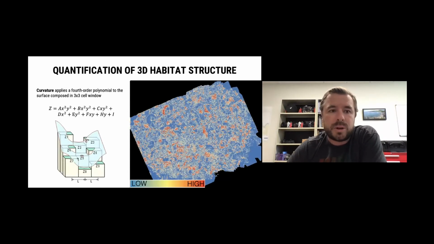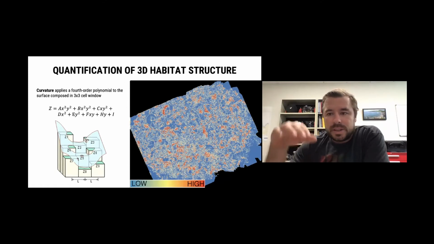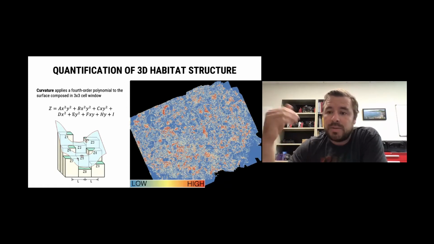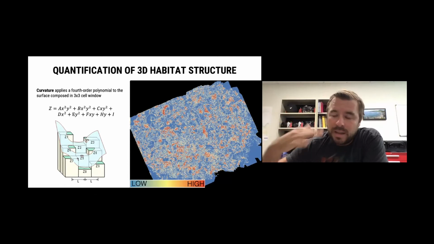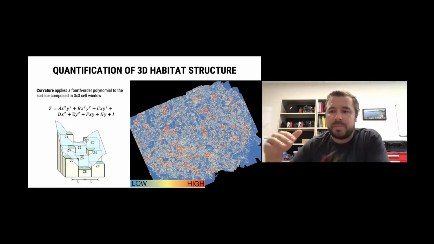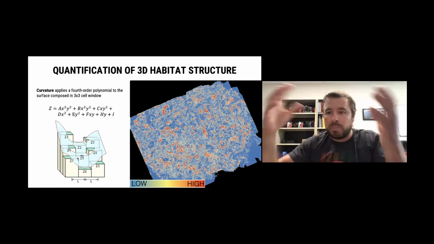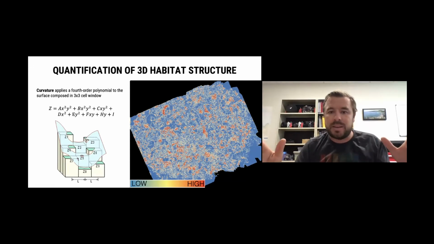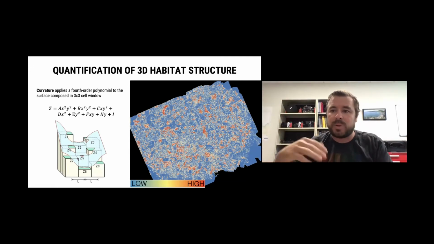We can compute curvature, which is a 4th order polynomial, essentially a slope of the slope. And this is actually really nice because it's a sophisticated way to see where there's concave and convex surface. Where do we get bends inward? Where do we have holes, essentially, or mounds, and not just simplifying things as flat or sloped or rough or smooth.